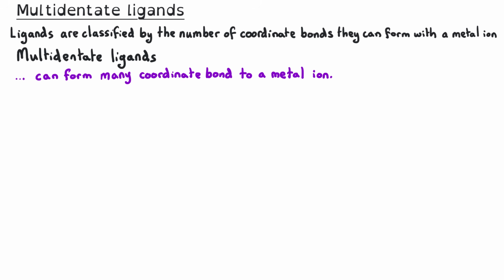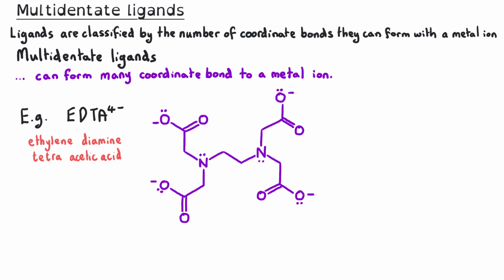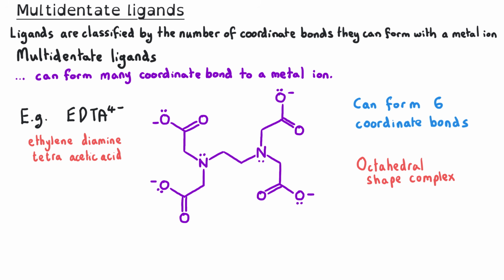Multidentate ligands form many coordinate bonds to a metal ion. One example that you need to know is the EDTA 4- ion. EDTA is an abbreviation and it stands for ethylene diamine tetraacetic acid. But as a ligand, it will be the 4- ion, and here is its structure as I'm showing like this. You won't be required to remember the formula or to draw it, but you need to know that it's a multidentate ligand, and you need to be able to identify where it can form coordinate bonds. And it can in fact form 6 coordinate bonds.